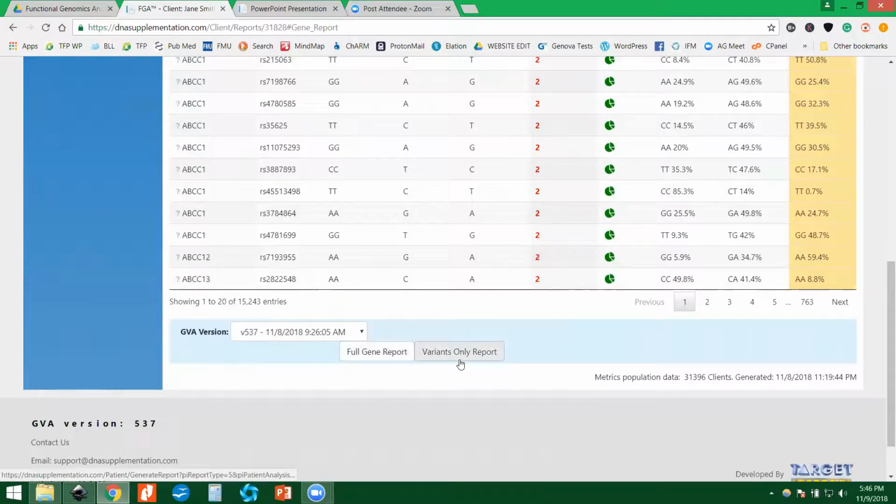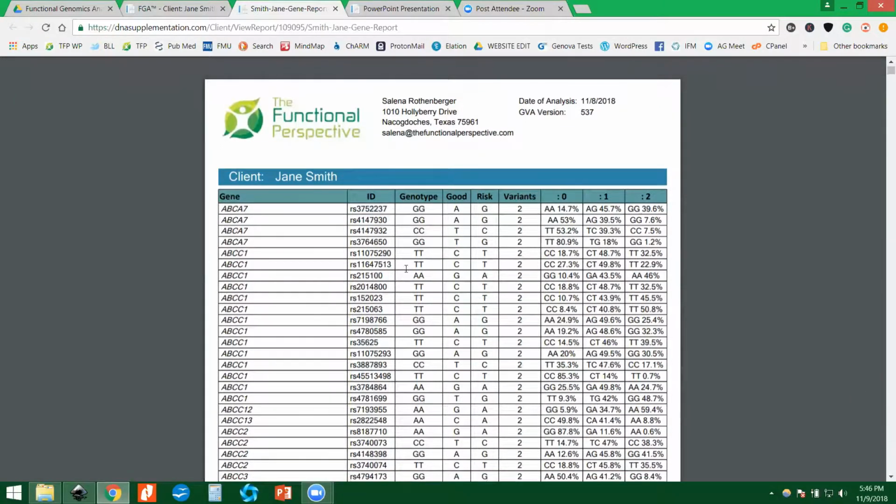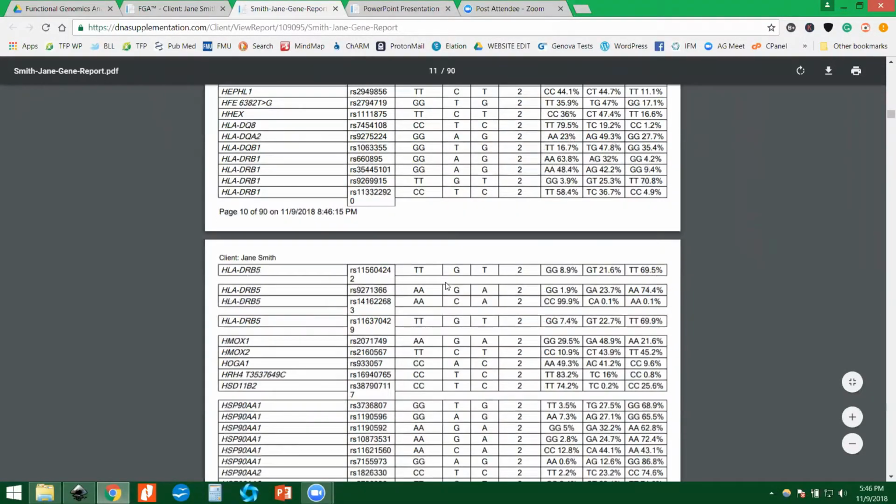So what I usually do is only the variants, because for the most part we just want to know where their variants are. Now, granted, there are some where we would like to know more, but for the most part this usually suffices. It's just a variants only report. Like I said, this one's going to be about 90 pages long when you download it, and this is what it looks like. It's just a spreadsheet, and it has the gene, the RS number, the genotype, the risk, the variance, and the percentages. And like I said, this is 90 pages long.